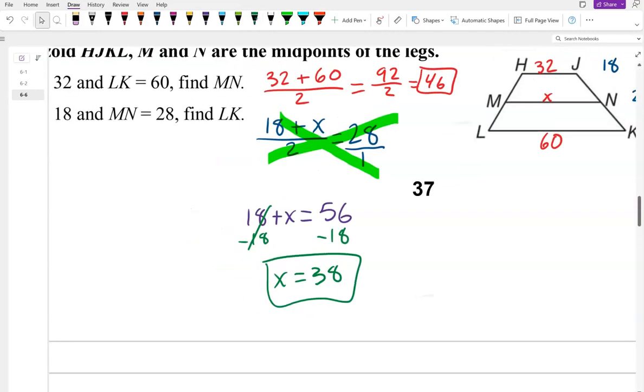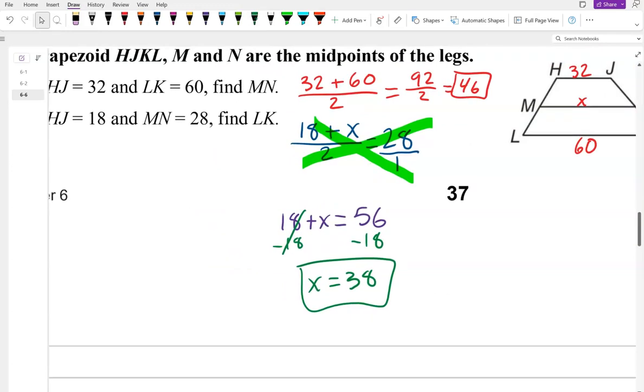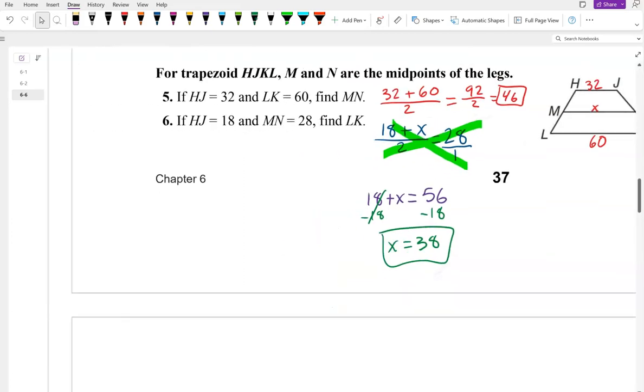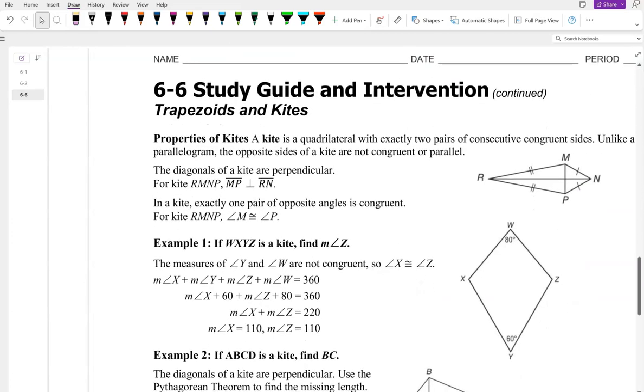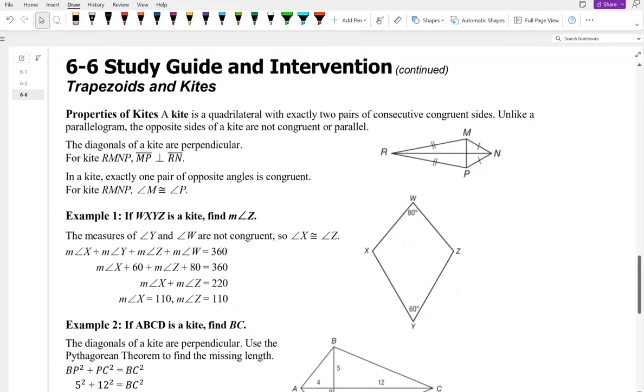Okay, so those are really the only two ways you would end up solving that. Either they give you both bases, so you just add them, divide by 2, done. Or they give you one base and the mid-segment, so then you end up having to solve it like that, where you go more cross-multiply and solve for the missing one. Either way, the math really still isn't that hard. Okay. All right, let's go to the backside now for kites.